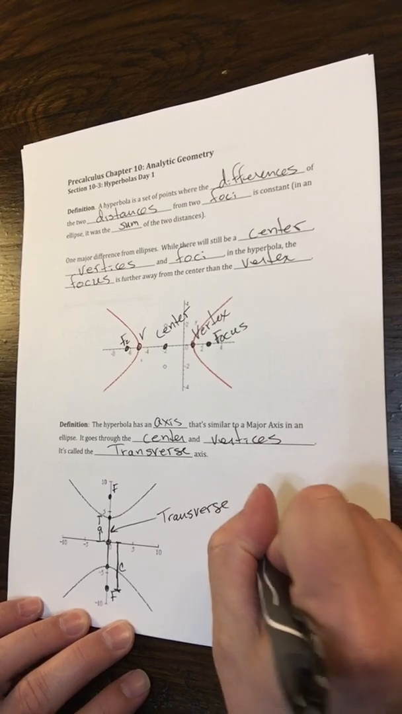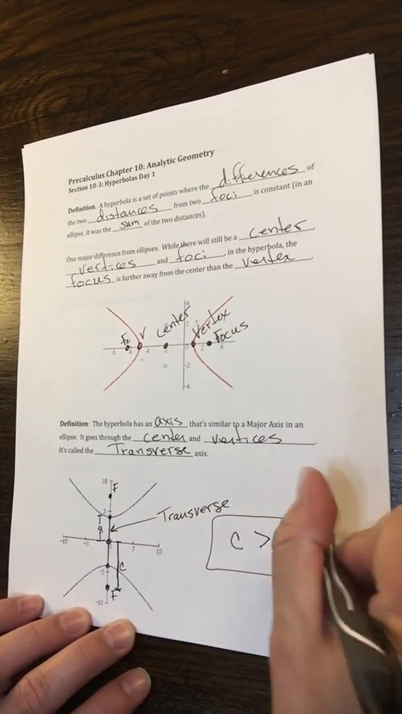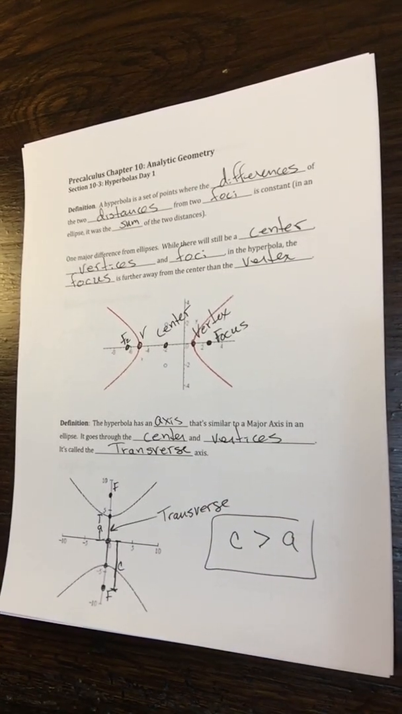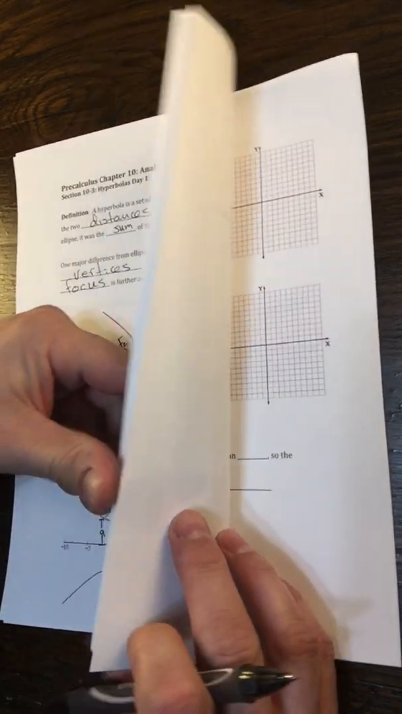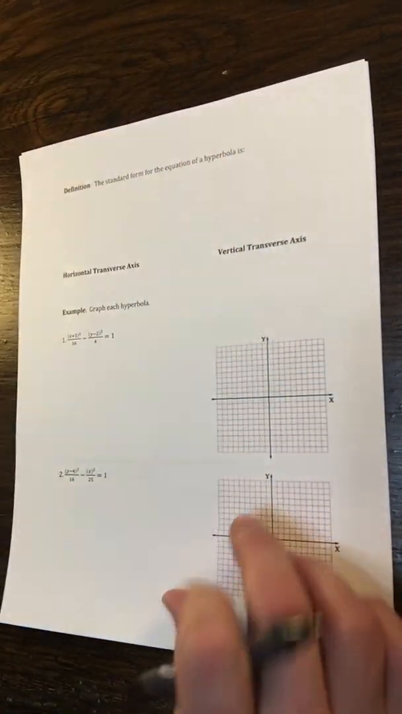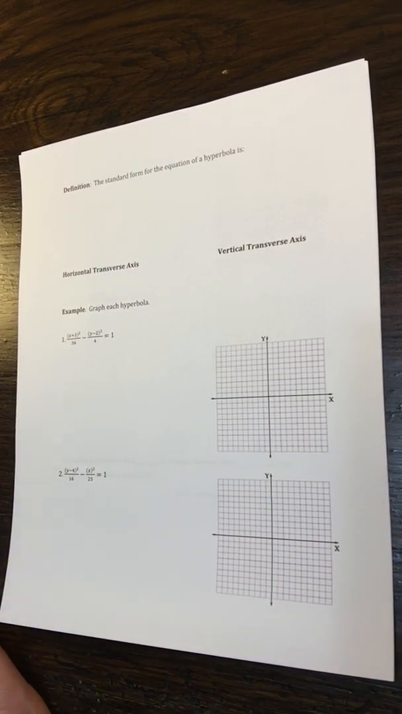In a hyperbola, the distance C is longer than the distance A. Okay, C is greater than A. That's not true in an ellipse. That's true in a hyperbola, and that's going to come into play when we go to do some calculations later. But we don't have to do that now. Now we have to figure out what this graph looks like and how to graph it.